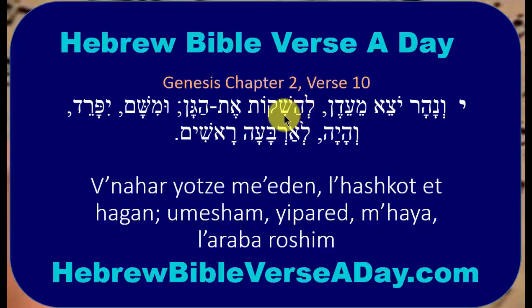Lahashkot. We've got the e here with an aleph, which is an a sound, and with a taf. So et, et. And then we've got the a. It's a hey with an a, a gimel with an a, and a nun sofit, a final nun. So it's ha, ga, n, hagan. So we've got v'nahar yotze me'eden, lahashkot, et hagan.